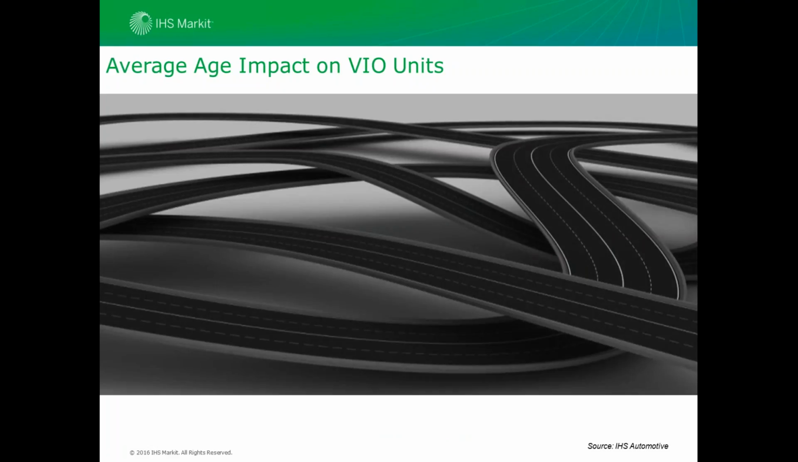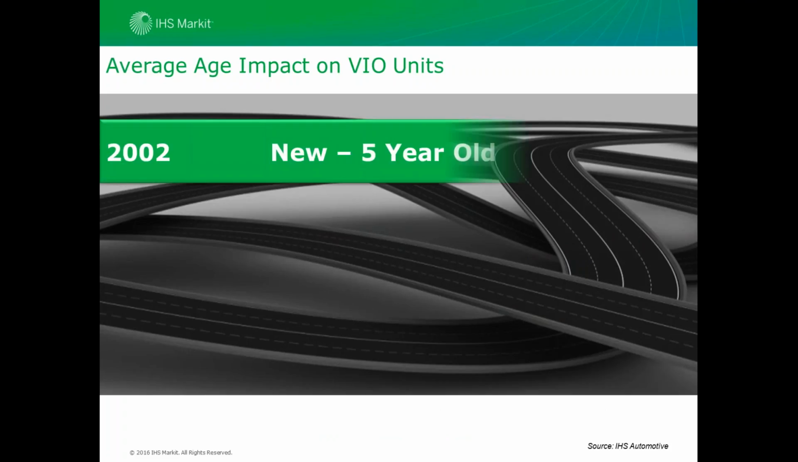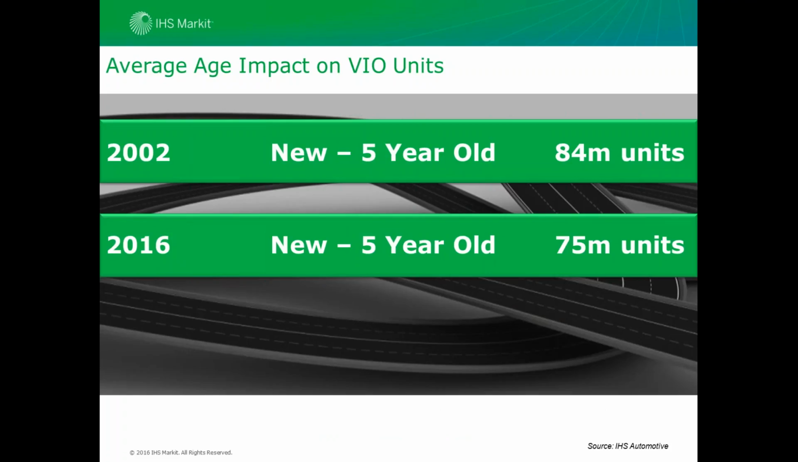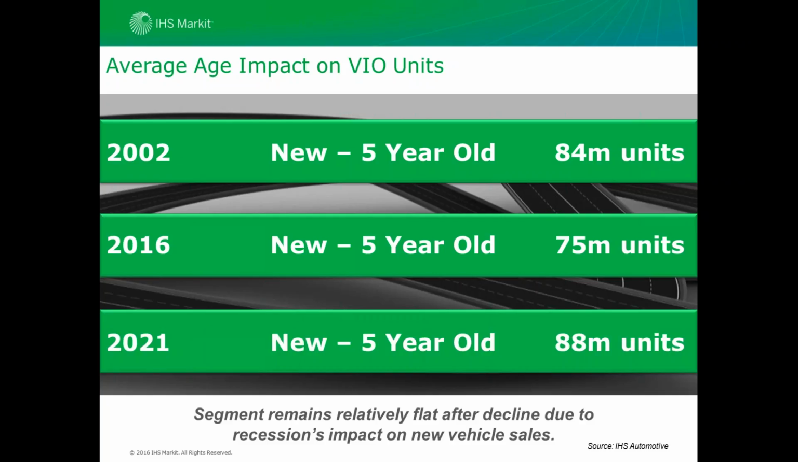But let's take a look again at the units on the road and how the new to 5-year-old vehicles are comparing to the oldest vehicles. Like we said, new to 5-year-old vehicles are going to grow. 2002, new to 5-year-old vehicles represented 84 million units on the road. 2016, they now represent about 75 million units. They did decline because, again, new light vehicle sales were down for several years there. However, by 2021, they are going to grow to about 88 million units. However, they're only going to grow back to about where they were in 2002.